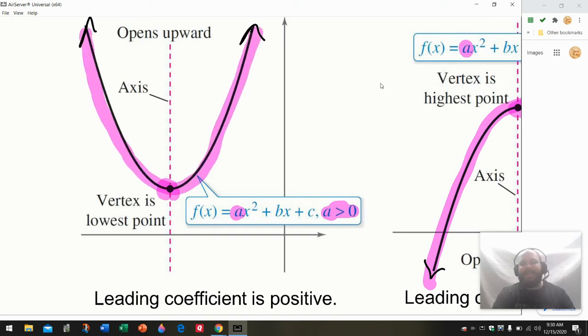And it's a very easy, quick indicator to look at. Maybe you've gotten a graph and you're like, I'm not sure whether this thing is right. Look at the a of the equation. Is the a positive? If it is, your parabola opens up.